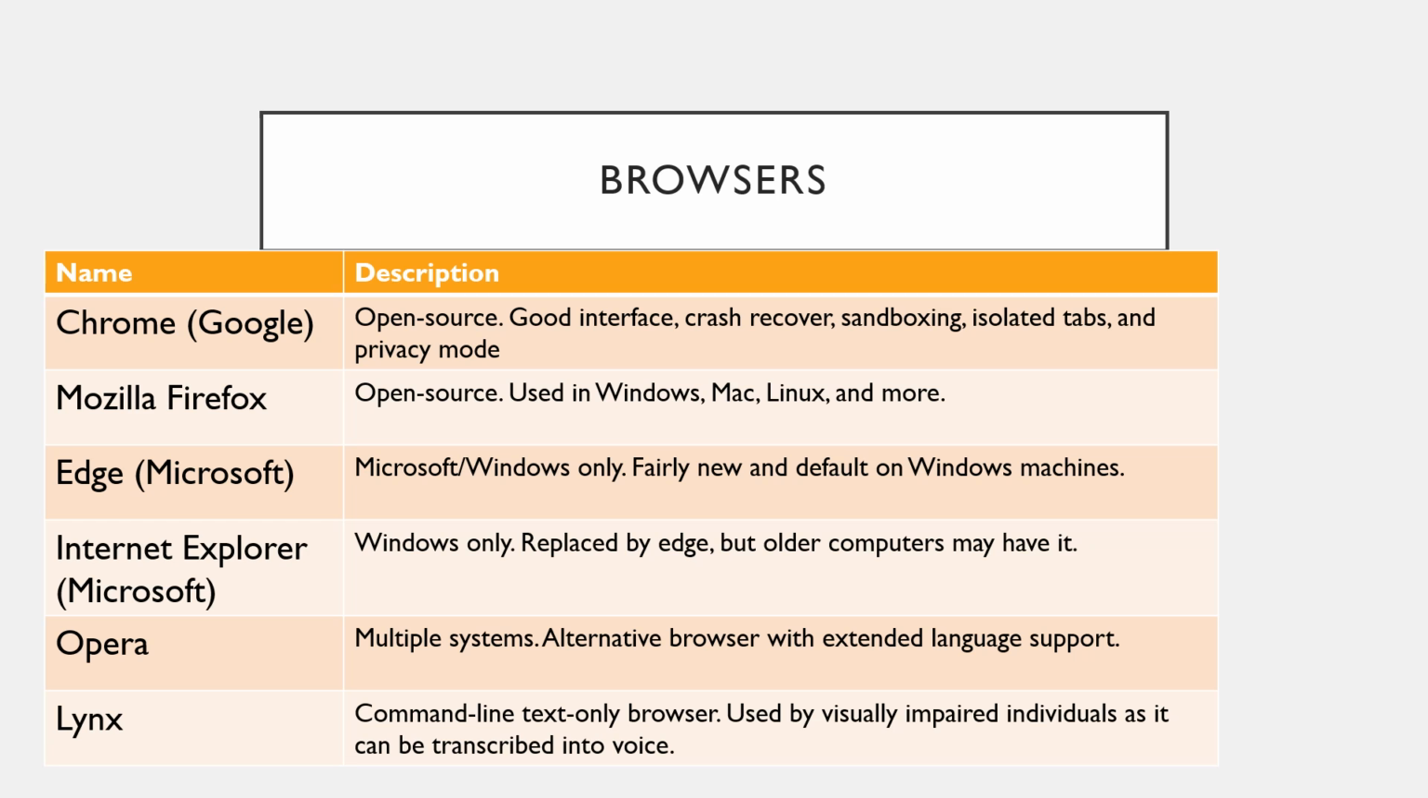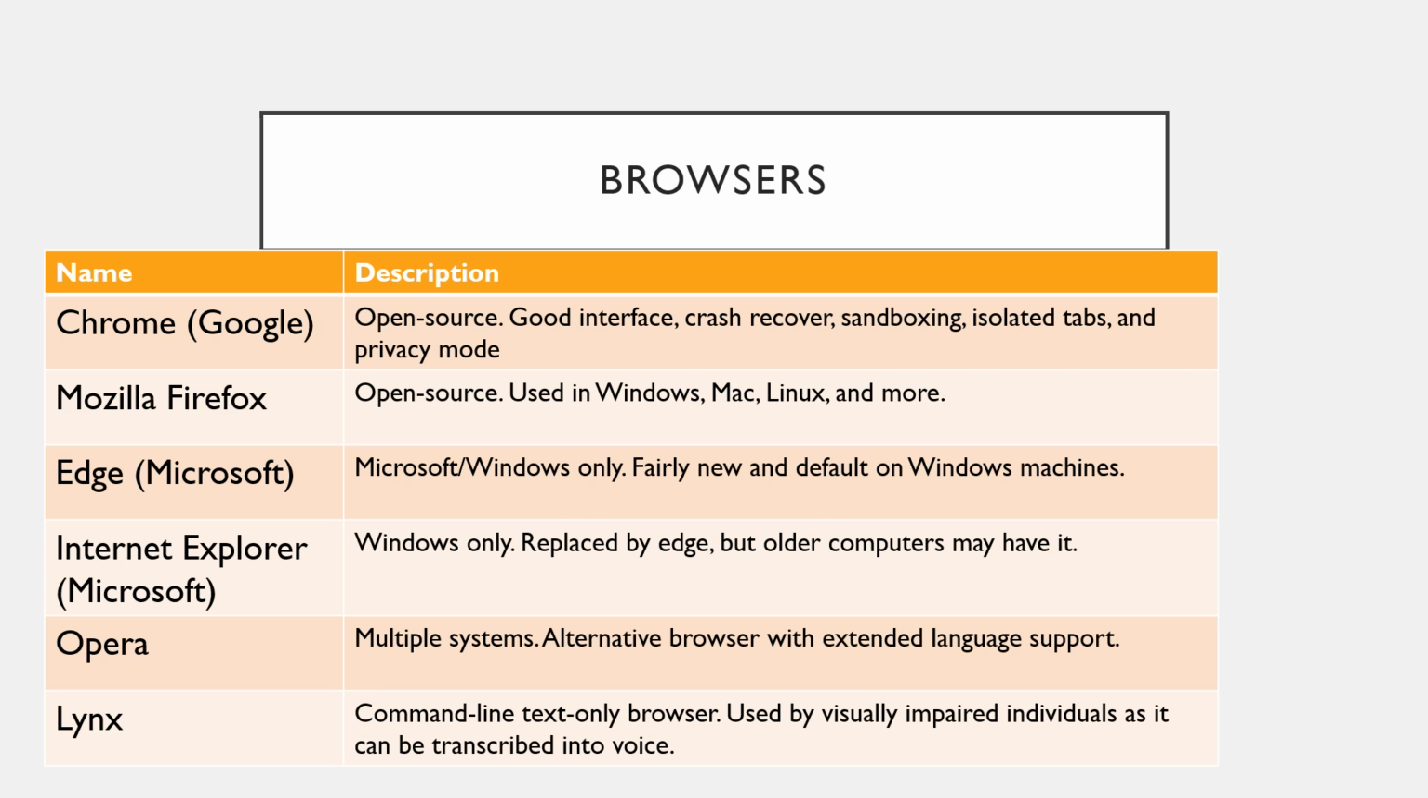Opera, used by multiple systems. This is another one. It's an alternative browser, and it has extended language support. I've used Opera before in the past. It's not too bad. And then Lynx. Lynx is a command line text only browser. Yes, these do exist. There are no pictures, it's just text. These are used by visually impaired individuals as it can be transcribed into voice, and that's the main reason behind Lynx.